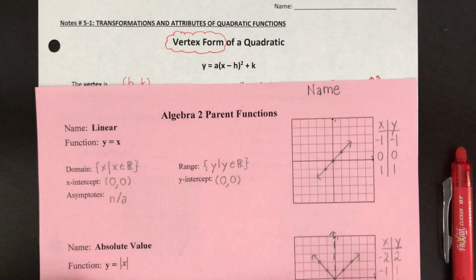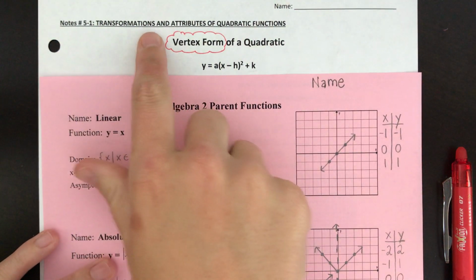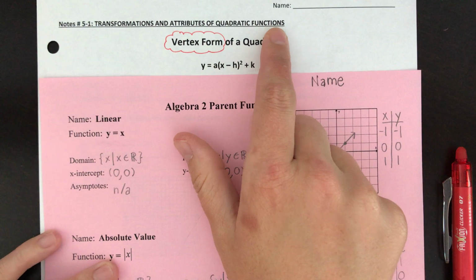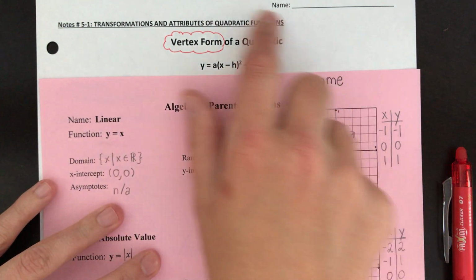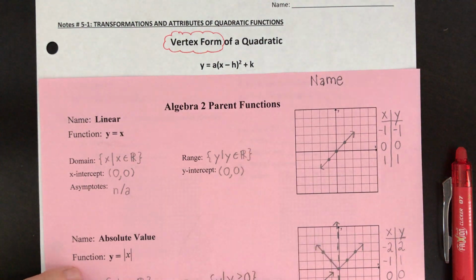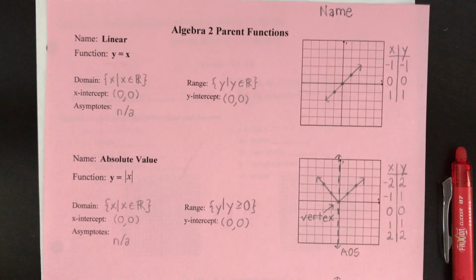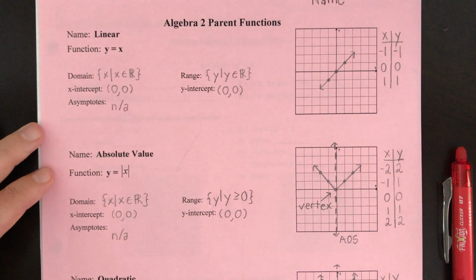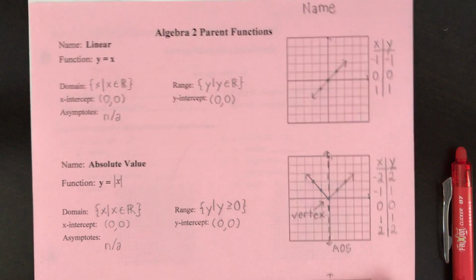Alright, y'all, today we are actually looking at 5-1, transformations and attributes of quadratic functions. But before we get to all this fun stuff, we actually need to get out our parent function or pink notes. So pause me real quick if you need to and get those out. All right, I'm assuming now that you have those, so let's get started.